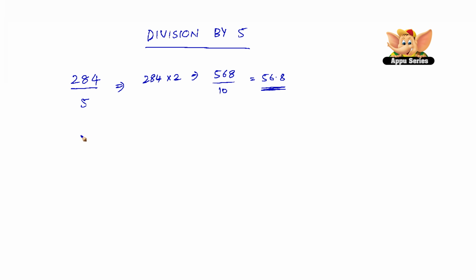Another example, 594 by 5. Double 594, which gives us 1188. Divide 1188 by 10, which is 118.8.